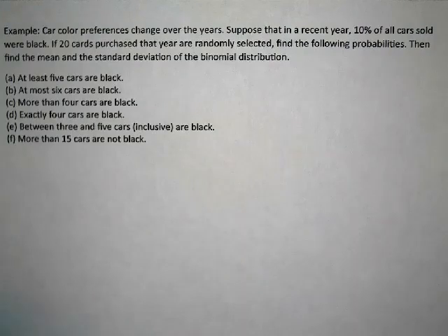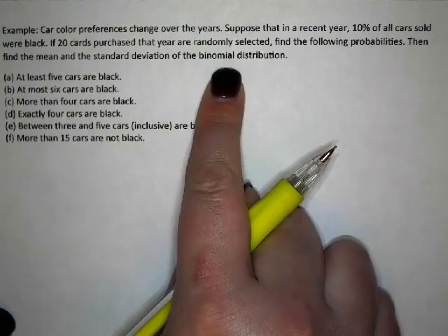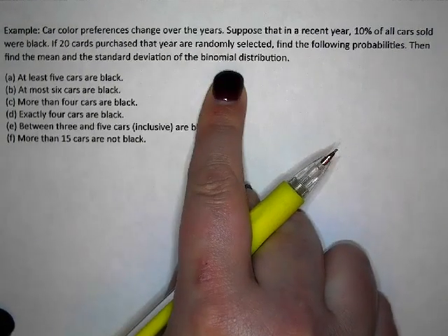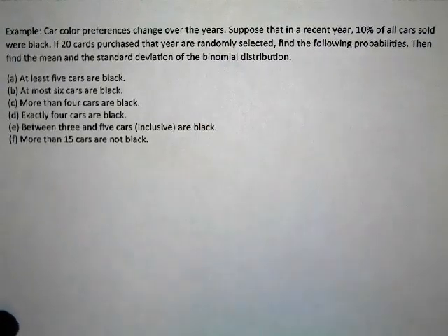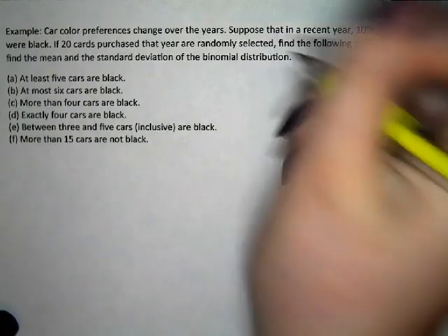All right, this last problem says car color preferences change over the years. Suppose that in a recent year, 10% of all cars sold were black. If 20 cars purchased that year are randomly selected, find the following probabilities. Then find the mean and the standard deviation of the binomial distribution. Since they said that this is a binomial distribution, we don't have to check the 4 requirements. We can just jump right into the problem.